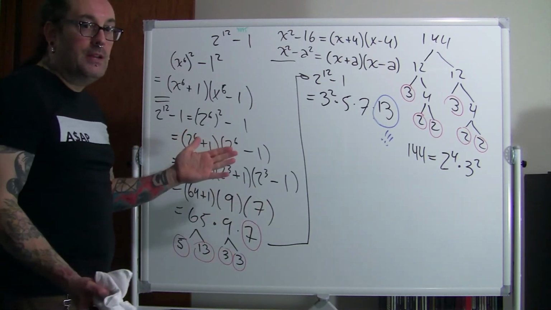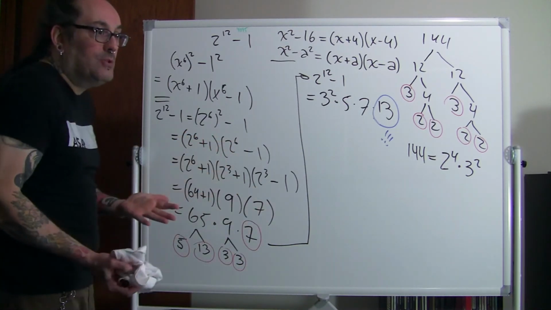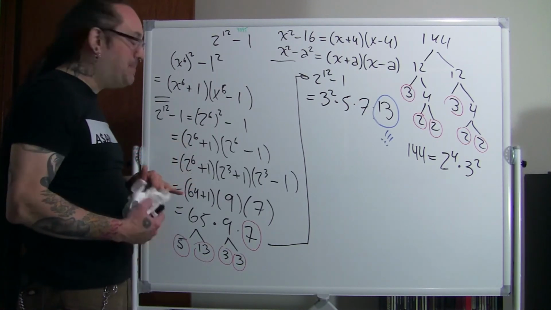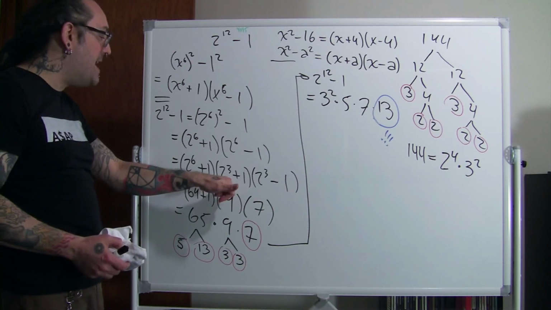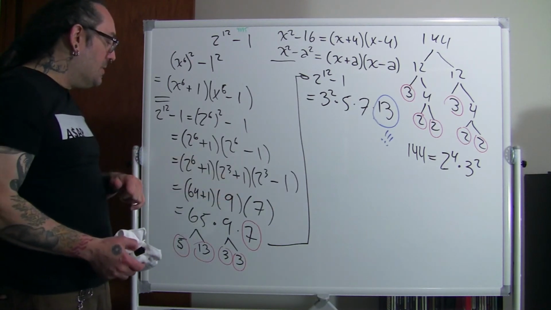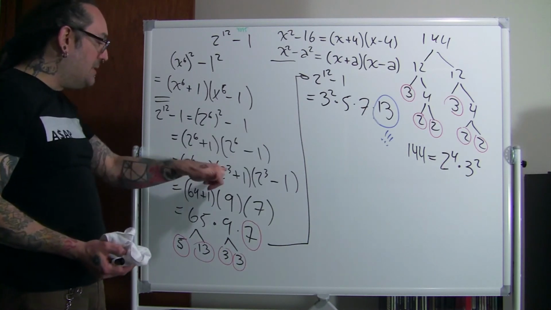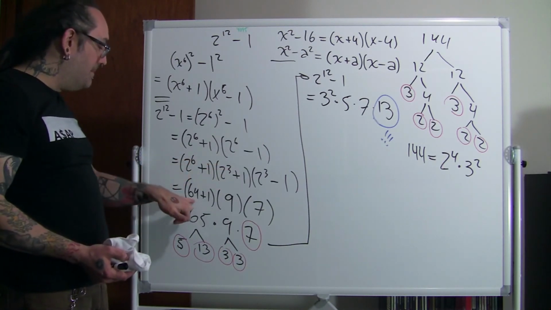2 cubed. Pretty sure you can do that. 2 times 2 times 2, 8. 2 to the 6th, it's a little bit of a stretch, but just keep going. I mean, 2 to the 3rd is 8, right? So 2 to the 6th is 2 to the 3rd times 2 to the 3rd, is it not? Because I added the exponents. So it's 8 times 8, 64.